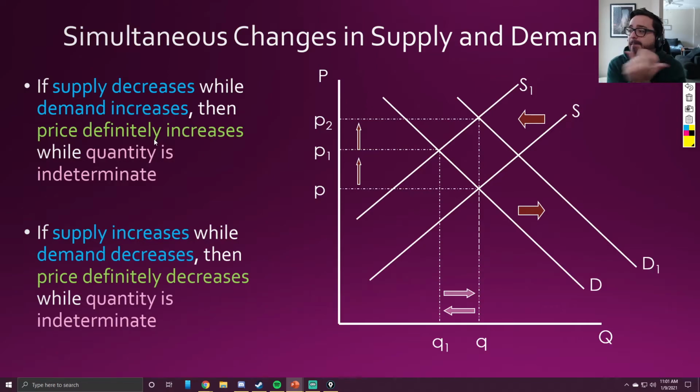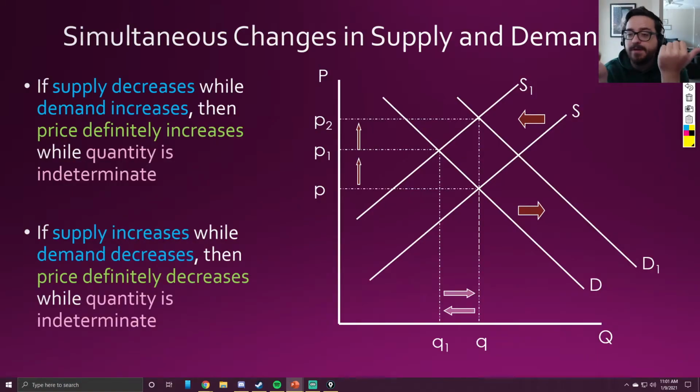So when you move them in opposite directions, it's your quantity that is now indeterminate, and your price is what you can tell changes. That makes sense because if I'm moving one line to the right and one line to the left, I don't actually know what's happening to my x value because they're in conflict, right? I don't know if the rightward shift is bigger than the leftward shift or not. I don't know if they're the same size. I don't know if they offset. So I can't say for sure what happens to quantity.